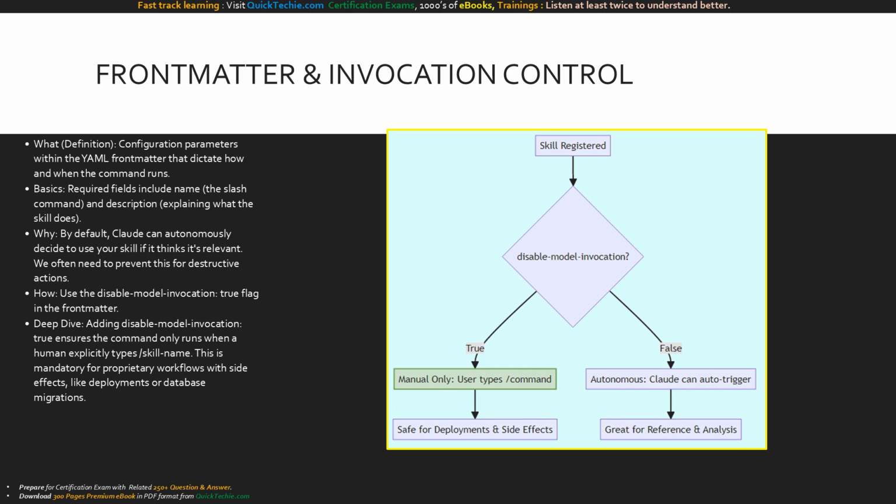Why is this critical? Because by default, Claude is highly autonomous and might trigger your skill on its own if it deems it relevant to the conversation. For harmless commands, this is fine. But how do we prevent Claude from running destructive commands? We use the disable-model-invocation flag and set it to true.